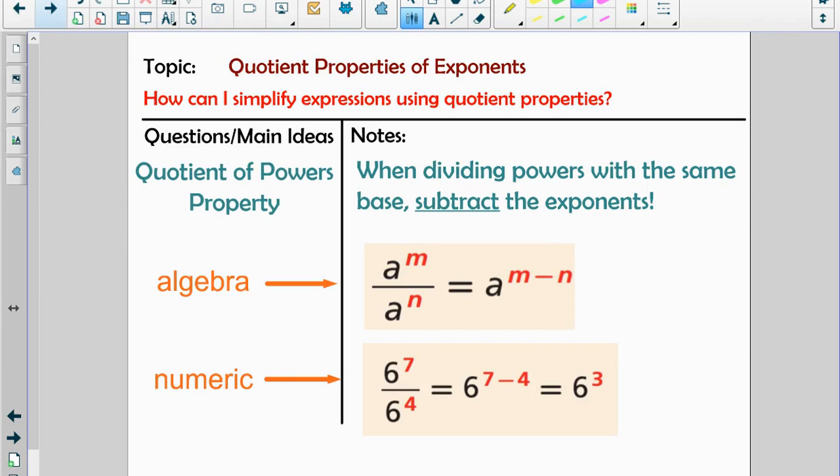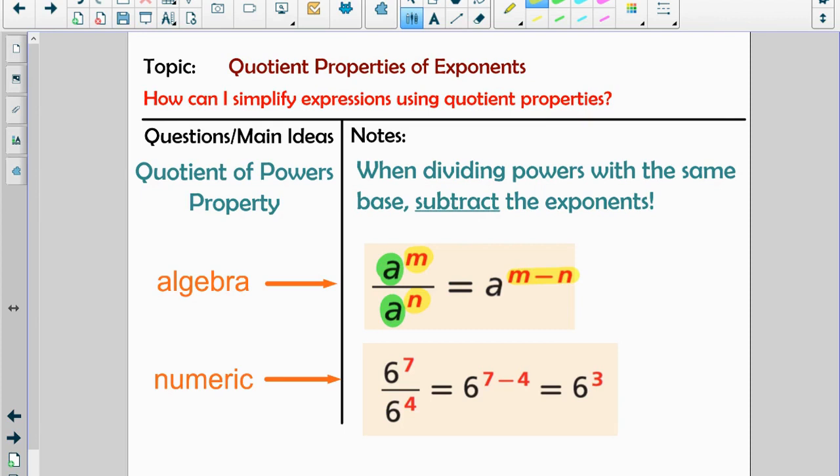The quotient of powers property is when you are dividing powers with the same base, we are going to subtract the exponents. And hopefully you saw that in the warm-up. So as long as I'm dividing two powers that have the exact same base of a in the algebraic example, all we have to do is subtract the two exponents. Because as you saw in the warm-up, it's like canceling out variables. If I'm canceling things out, I'm subtracting to figure out how many are left.